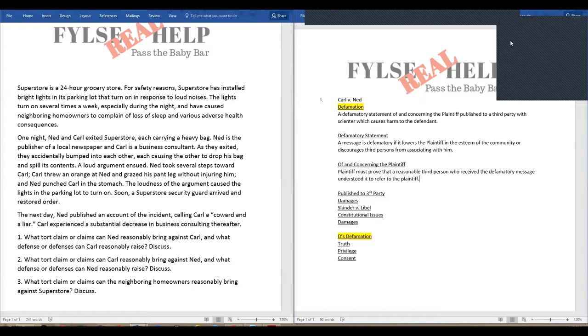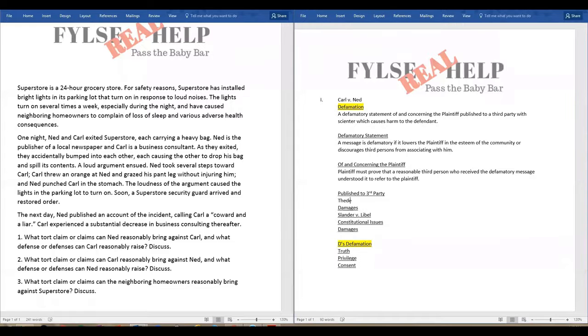So now we're going to go into our published to a third party. The defendant's message concerning the plaintiff must be communicated to a third person who understands and receives it.